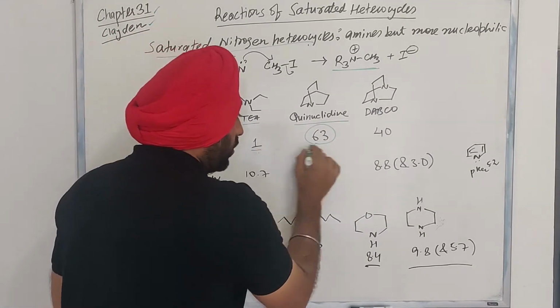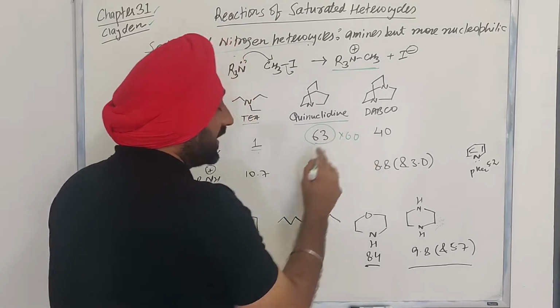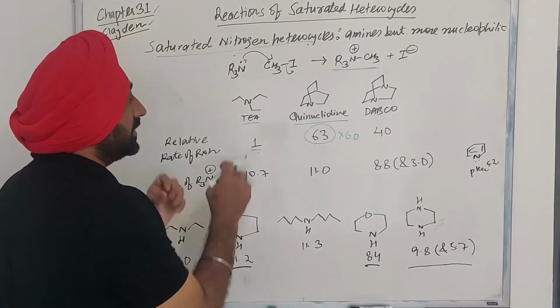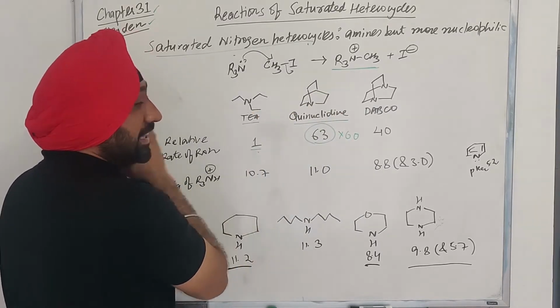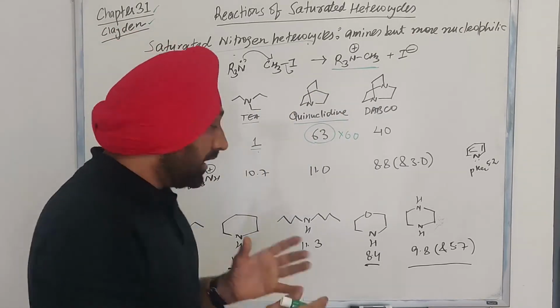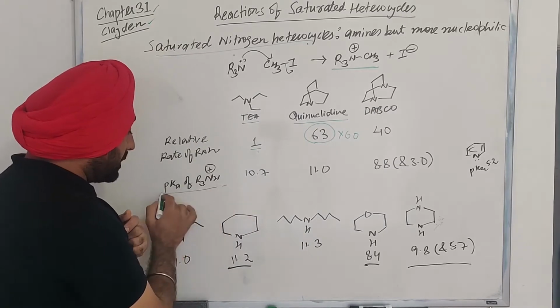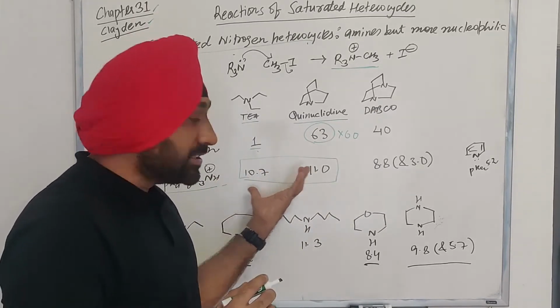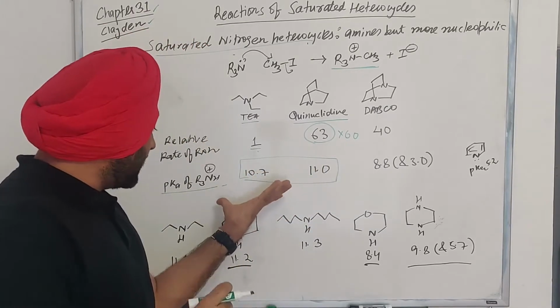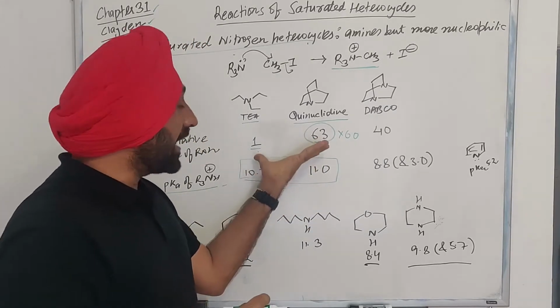So there is an almost 60-fold increase in the rate of the reaction अगर आप क्या कर रहे हैं when you are using a cyclic amine versus acyclic amine. लेकिन अगर हम उसकी बेसिसिटी देखें, अगर हम pKa देखें, pKa दोनों की दोनों almost same है. This is almost 10.7, this is 11. So there is hardly any change in the pKa whereas the reactivity is high.